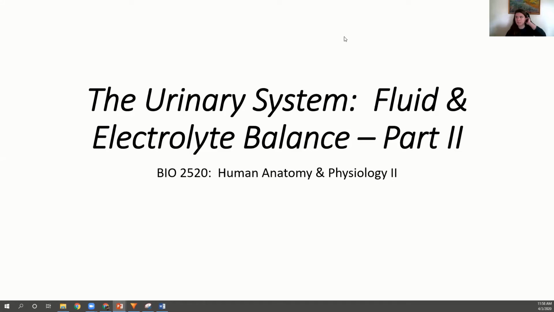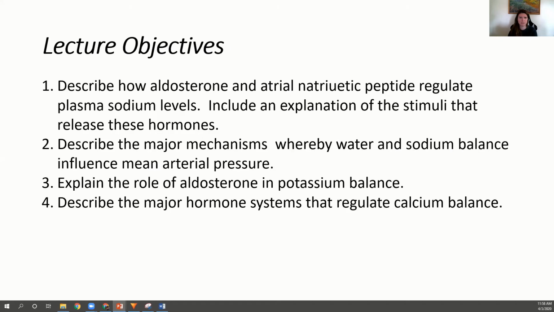Okay, so in our second part of talking about balance, what we're really going to be talking about is electrolyte balance, and electrolytes are really just our solutes. So we're going to be talking specifically about sodium and potassium. Calcium is on this lecture objectives slide, but we're not really going to talk much about calcium. So cross off number 4 for yourselves.